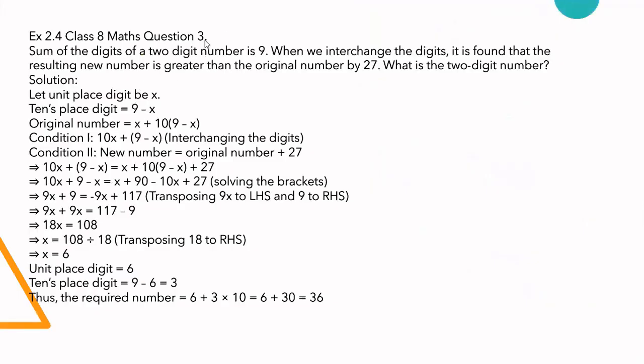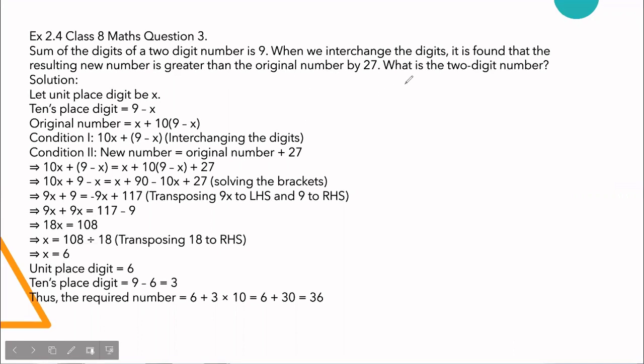Here I have question 3 which says the sum of the digits of a two-digit number is 9. I'll be reading this out as well as explaining the question. What do you mean by the sum of the digits of a two-digit number? Let me consider an example, say 42. The sum of these two digits, 4 and 2, is nothing but 6.